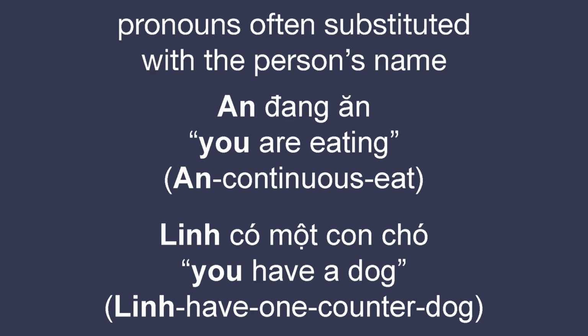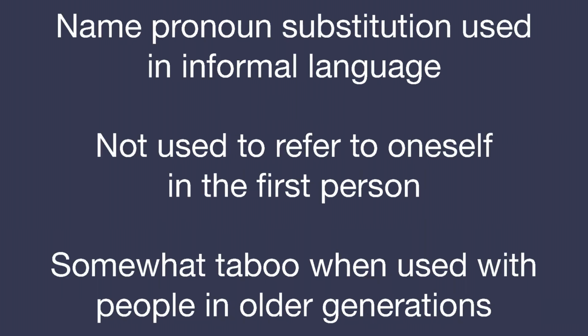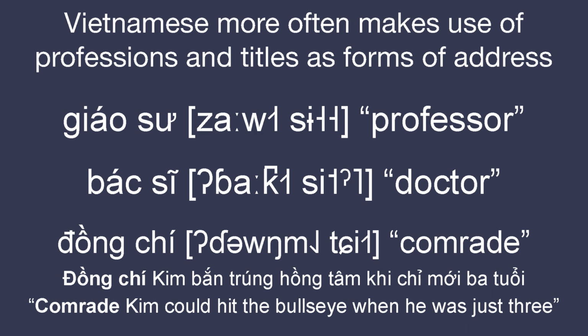Sometimes the pronouns are dropped entirely and substituted by the name of whoever you're referring to, even in the second person, potentially adding to a total of 3 categories of pronouns in Vietnamese, although this is usually less formal than using the family pronouns, to the point of being taboo for people much older than you, and isn't really used in the first person when talking about yourself. And while they aren't pronouns in their own right, Vietnamese speakers do make use of professions and titles as forms of address more often than in other languages, like giáo sư, meaning professor, and bác sĩ, which is doctor.